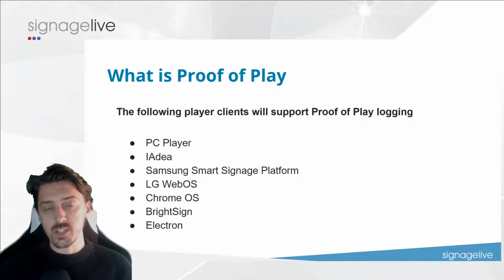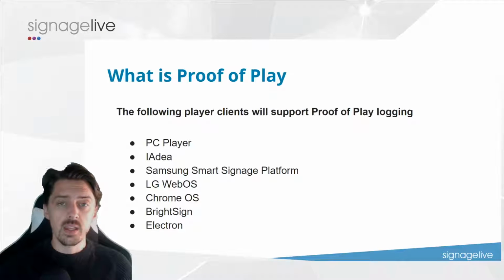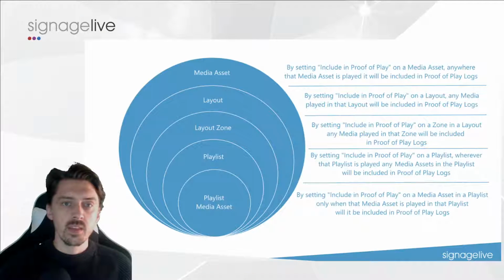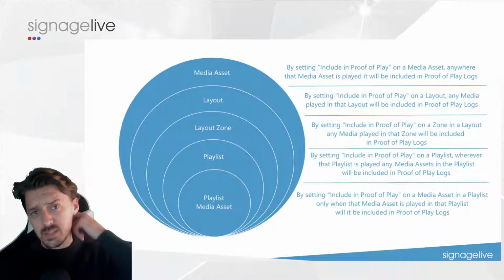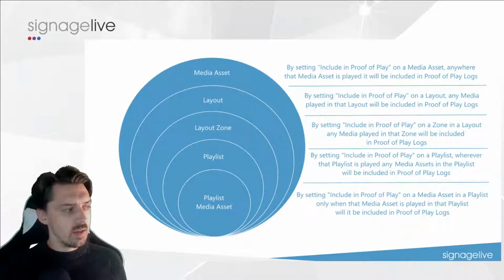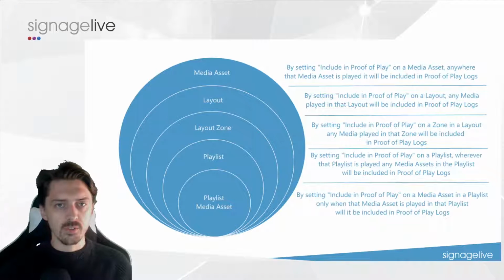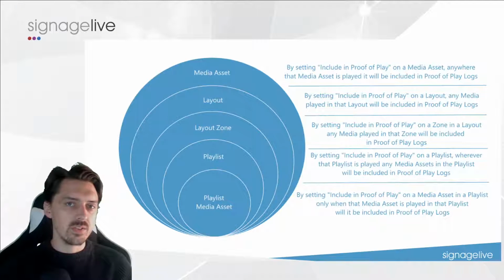And obviously, if that's something that you do decide you want to go forward with, then there'll be an additional charge on top of that, which we can discuss with you. So let's talk about how these pieces come together. As I said at the beginning, proof of play doesn't necessarily cover all bases. You don't have to have everything tracked. So there are several different layers that you can enable proof of play on.